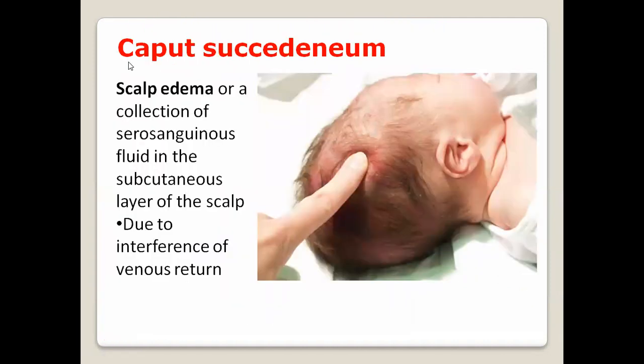And one more applied aspect related to this is the caput succedaneum, or scalp edema. Sometimes there will be a collection of serosanguinous fluid in the second layer, the connective tissue layer. This is mainly due to interference of venous return. This occurs mainly during childbirth. During normal delivery, the baby's head will pass through the vagina, that is the smaller female pelvis, so there will be some natural obstruction. Because of this, there will be accumulation of fluid in the second layer of the scalp. This is called caput succedaneum.